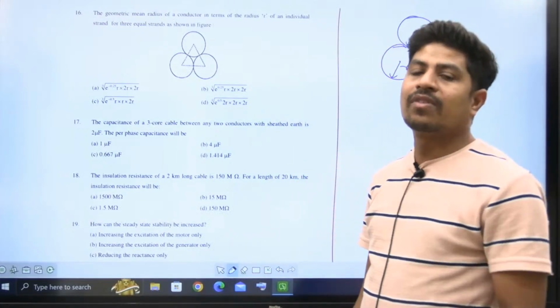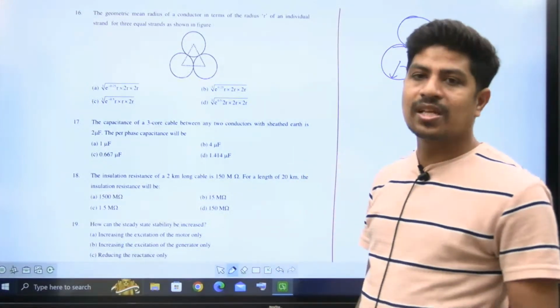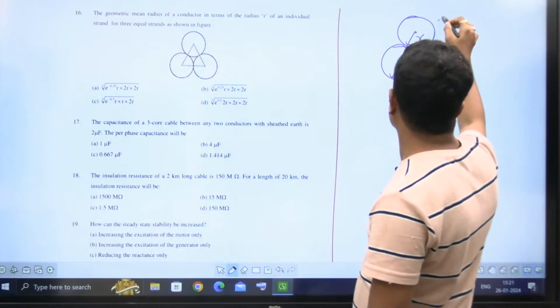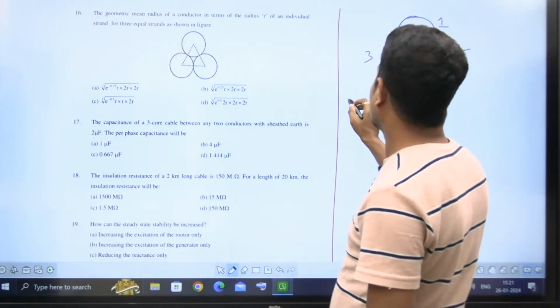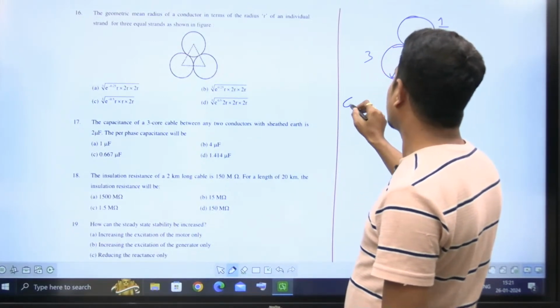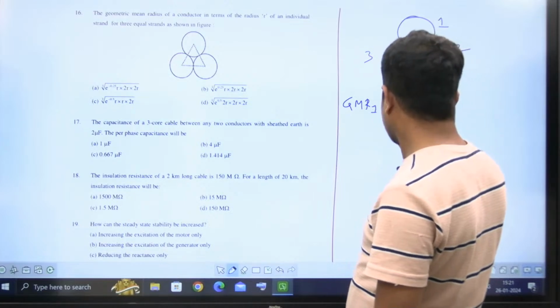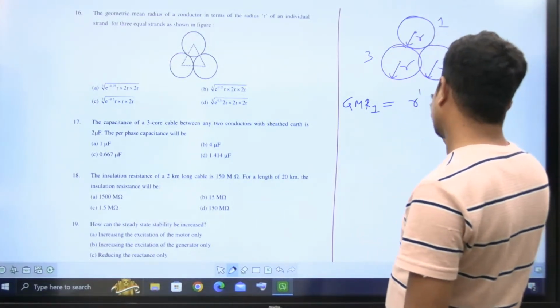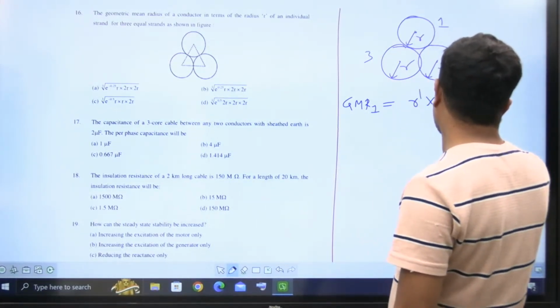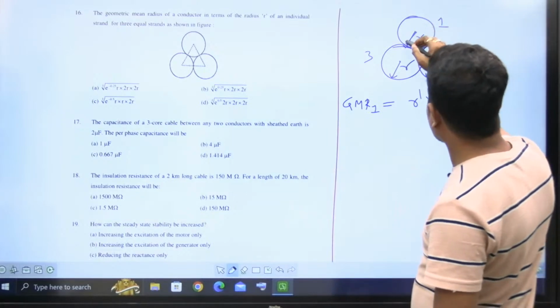GMR it is, but for a strand conductor it will be self GMD. What is the self GMD of the resultant conductor? So this is 1, this is 2, this is 3. Now what is GMR of strand 1? Its own is r dash, with a neighbor 2r, with another neighbor 2r. Again, this own is r dash.